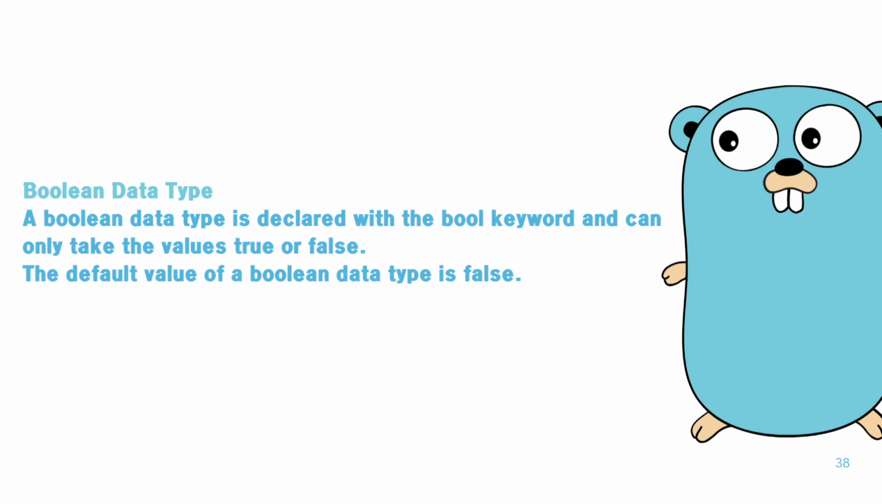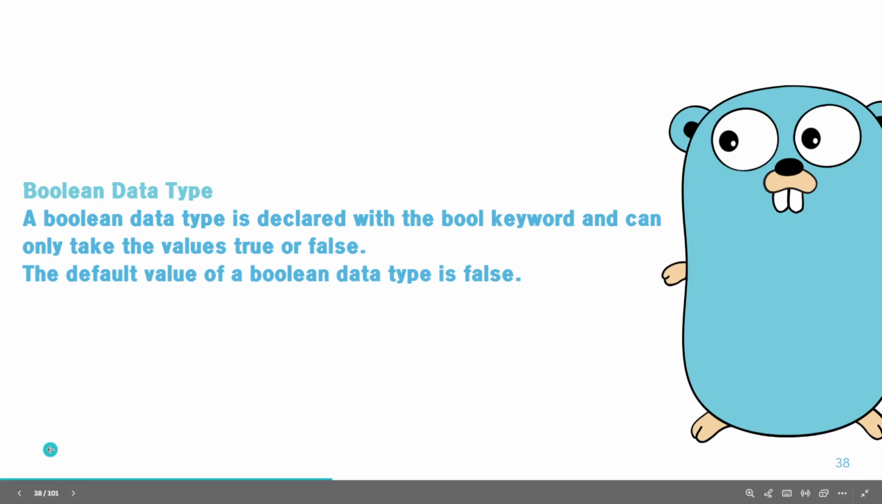There is no depth to it, it's just what we have seen before. It just stores true or false values. With the bool keyword, we can declare these. They only take the values true or false, and the default value of the Boolean data type is false.